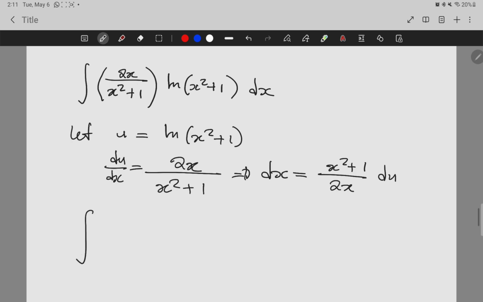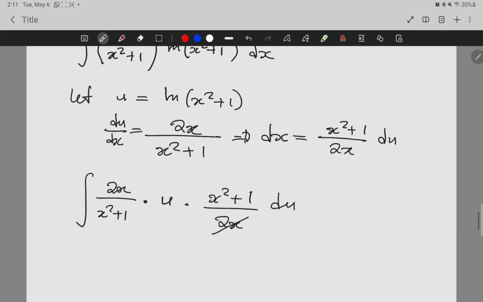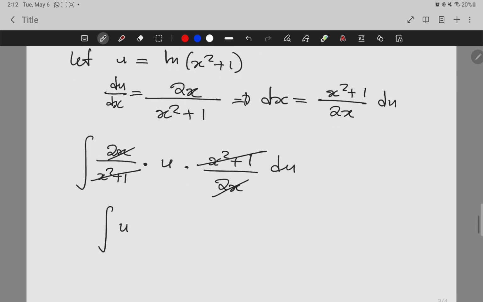So when you make the substitution now, we'll have the 2x over x squared plus 1. And where we have ln, we'll have u. Where we have dx, we'll have x squared plus 1 over 2x, then du. We see that the 2x will cancel the 2x, the x squared plus 1 will go with that, leaving us with only the integral of u du. And when we integrate this, we get u to the power 2 over 2 plus c. So just add 1 to the power for u, becomes 2. Then we divide it down as well.